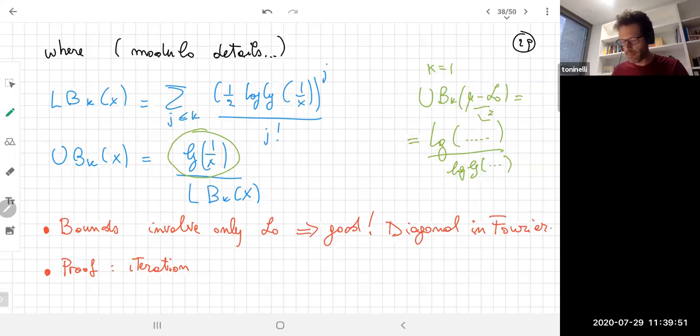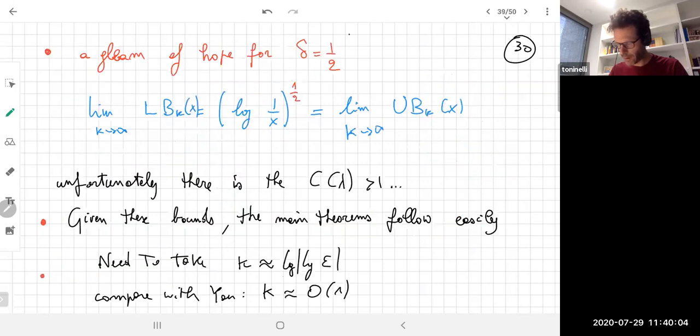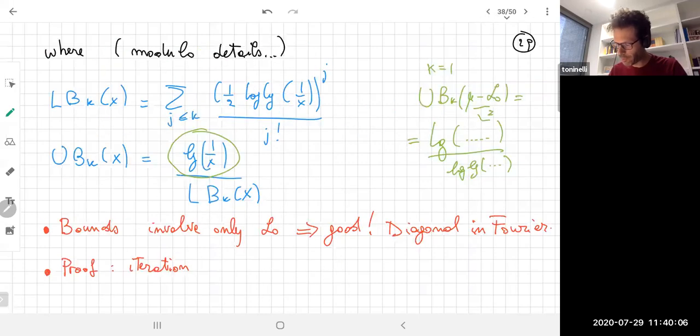And the proof, as you can imagine, since these operators are defined iteratively, also the proof will be iterative. I will only give the hint of how to prove the first one. Don't be scared. And what else? Another remark, yes. Another remark is that if you look a bit at these two equations here for LB and UB, you see some hope. I mean, you see somehow our conjecture delta equal to 1/2 appearing. What do I mean by that?